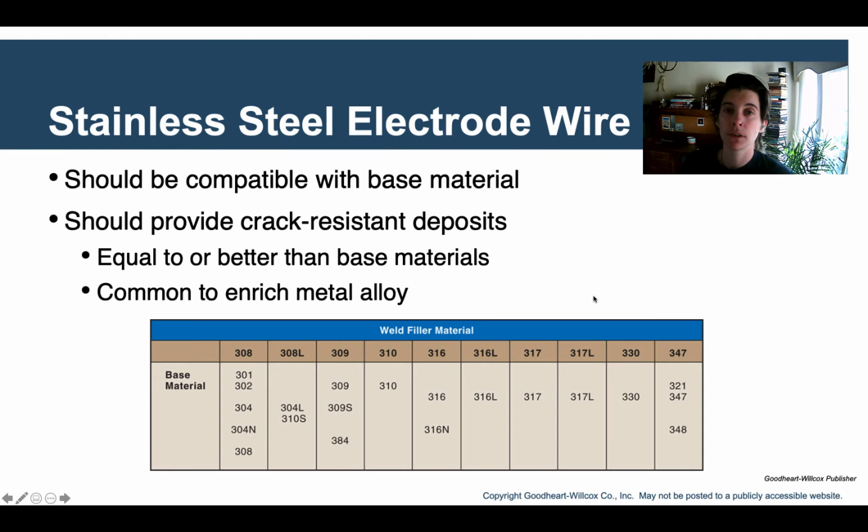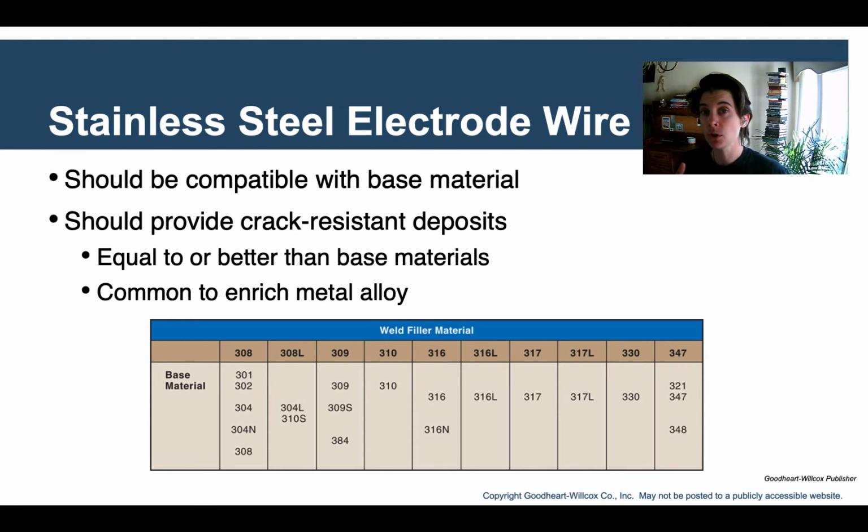The reason why you have to use the correct alloy of electrode is you need to make sure that you have crack-resistant deposits. That's one of the biggest problems in stainless steel welding, these cracks. We talked about way back in the beginning, cracks are the worst discontinuity. You have to grind the whole thing out and re-weld it. So that's the biggest problem with stainless steel welding.